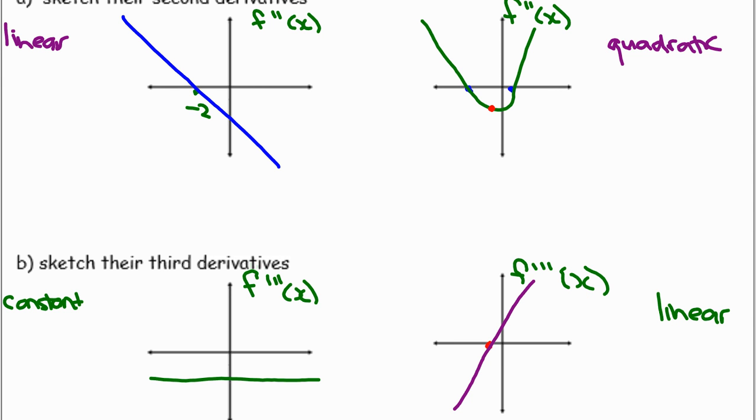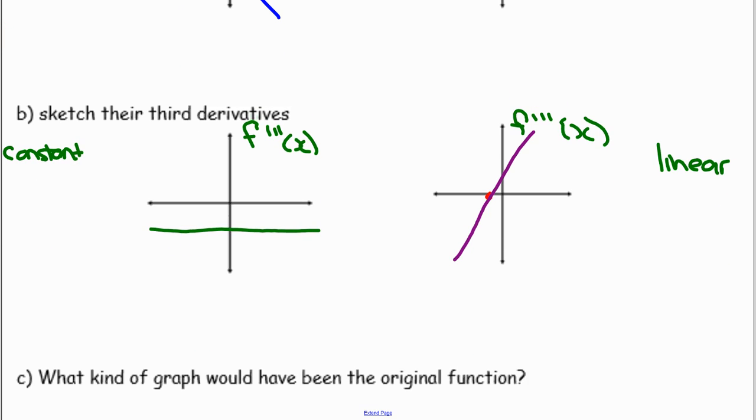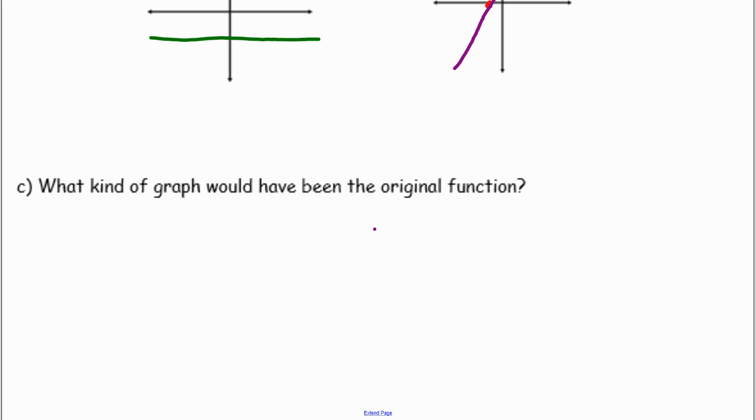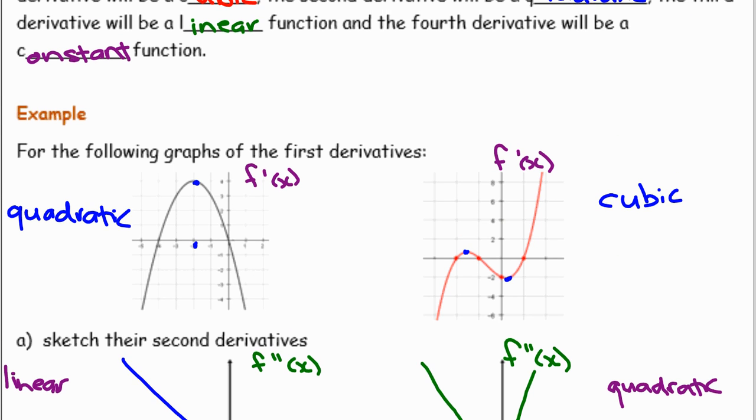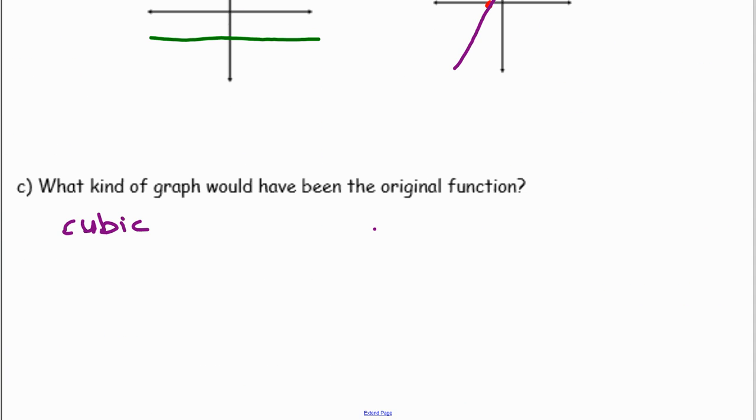Okay, we're done. And the very last thing, what kind of graph would have been the original function? How did you get cubic for the first one? Yeah, because the first derivative was quadratic, so the original must have been a cubic. It's got to be one higher than a quadratic. And the original for the other was a cubic. So what's it for this one? You don't have to sketch those. When we do integral calculus, you might be asked to sketch those functions, but we haven't done integral calculus yet.